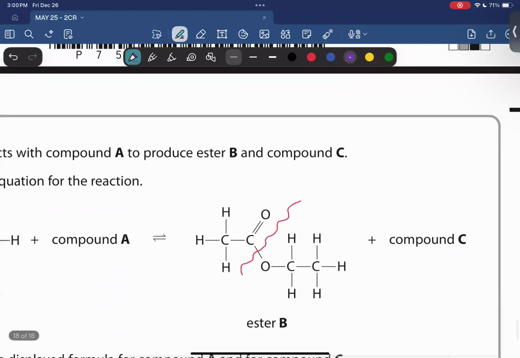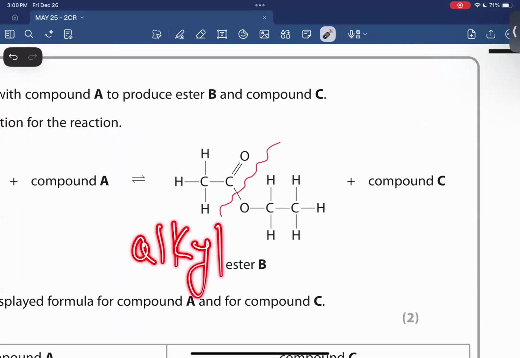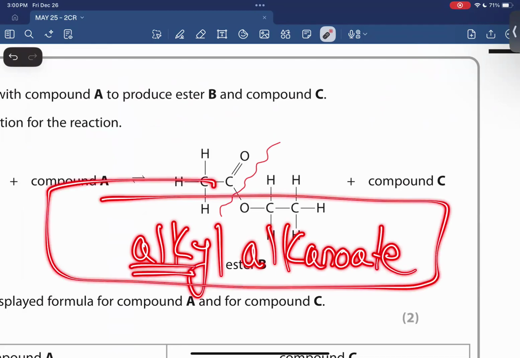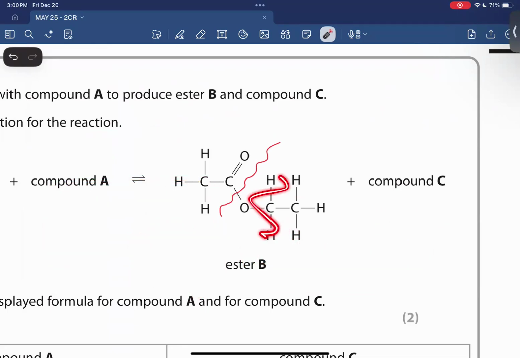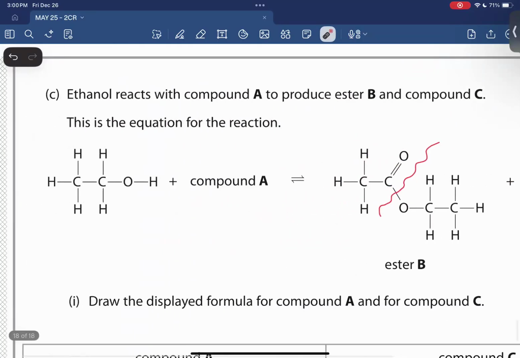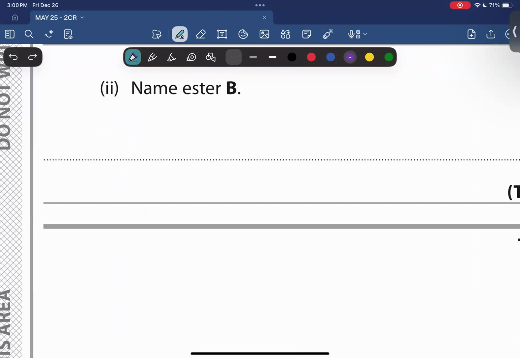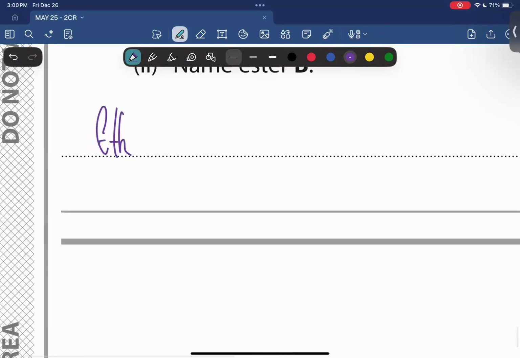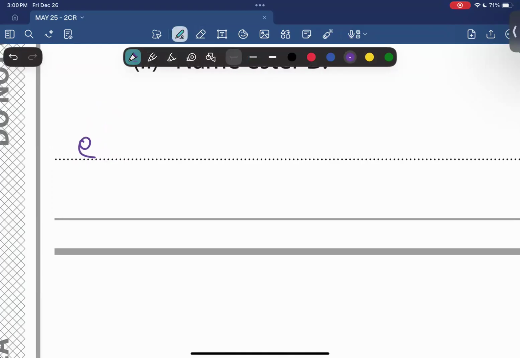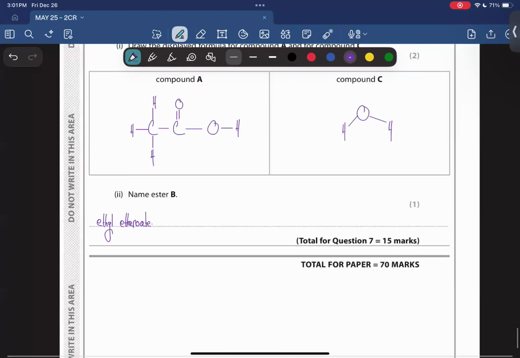Now the name of ester B, right? For naming an ester, you have to use this format: alkyl alkanoate. Alcohol part, acid part. So this is going to be from ethanol and ethanoic acid, ethyl ethanoate. Okay, ethyl ethanoate. So everyone, that brings us to the end of this paper.